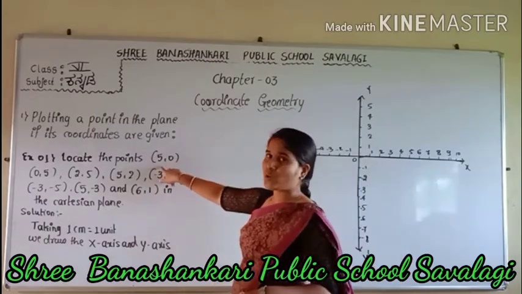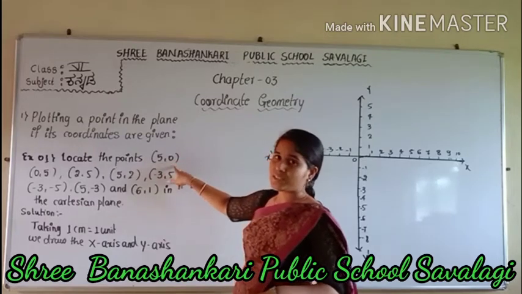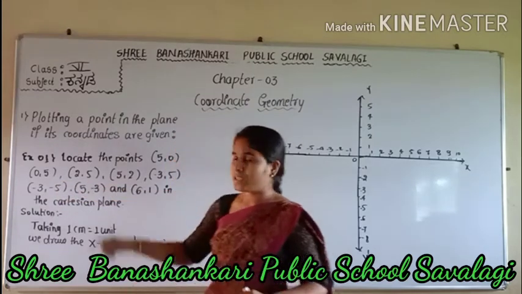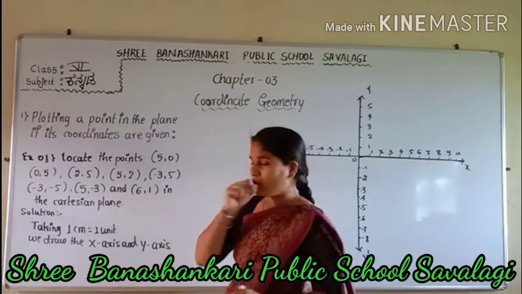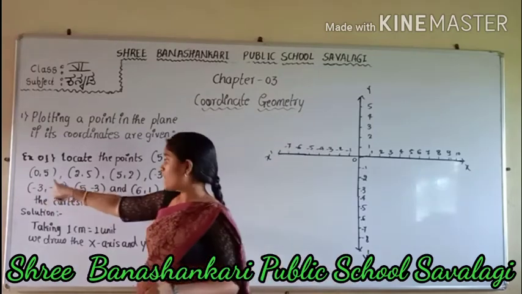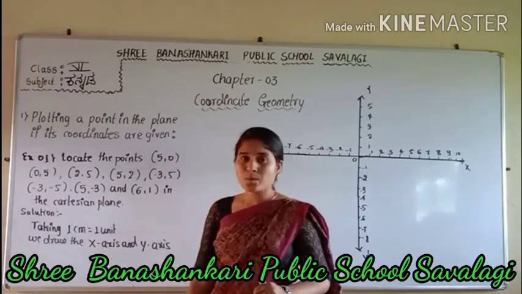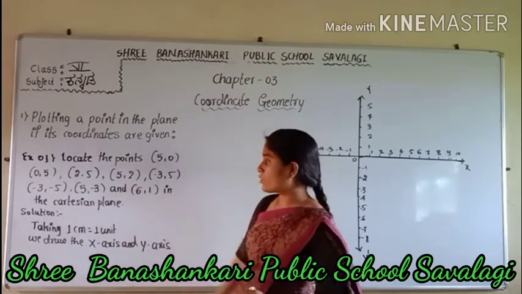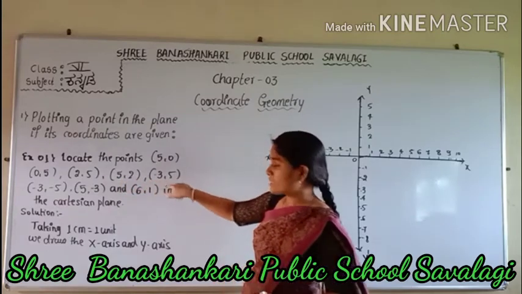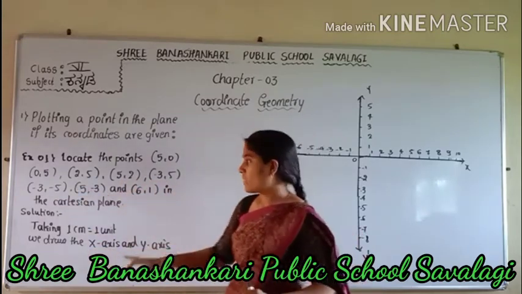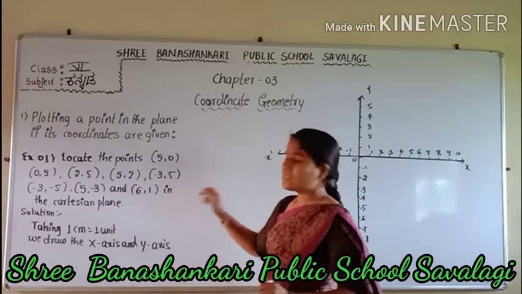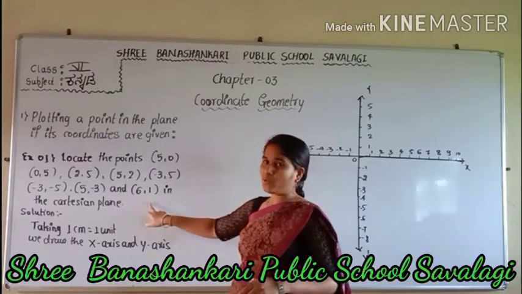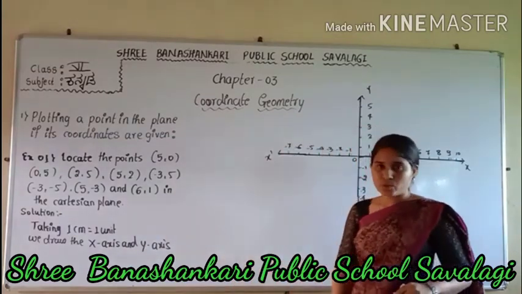Locate the points here: 5 and 0. Here 5 is the x coordinate and 0 is the y coordinate. Similarly, we have another point 0 and 5. Here 0 is the x coordinate and 5 is the y coordinate. Another point is 2 and 5. Here 2 is the x coordinate and 5 is the y coordinate. Similarly, 5 and 2, minus 3 and 5, minus 3 and minus 5, and 6 comma 1. Here 6 is the x coordinate and 1 is the y coordinate.